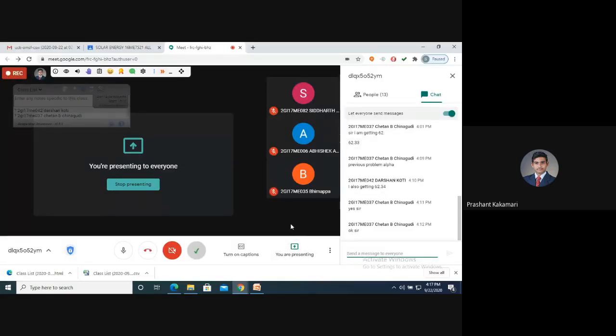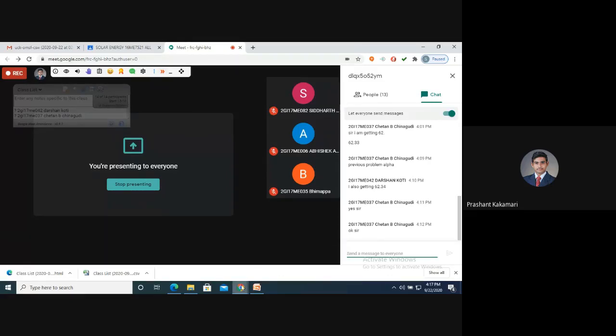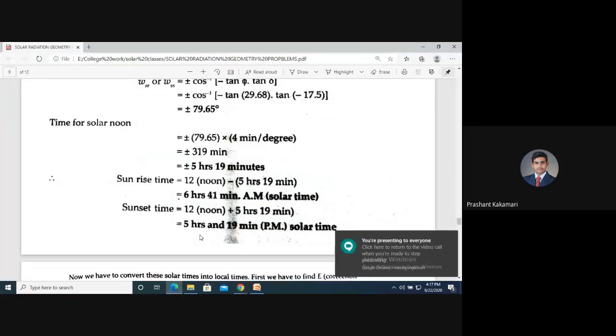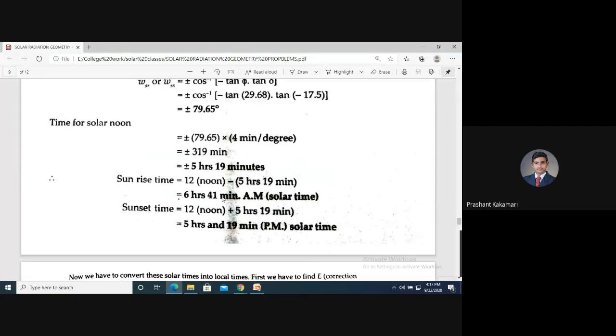Anyone found out that value? Day length. Okay, half of the day length they have found out 5 hours 19 minutes. As per that, the sunrise time is 6 hours 41 minutes. Sunset time is 5 hours 19 minutes.